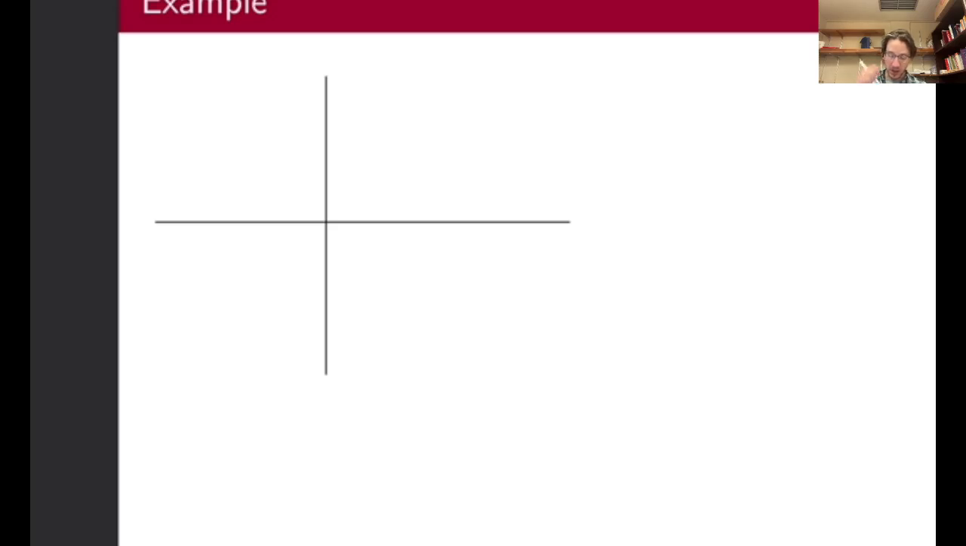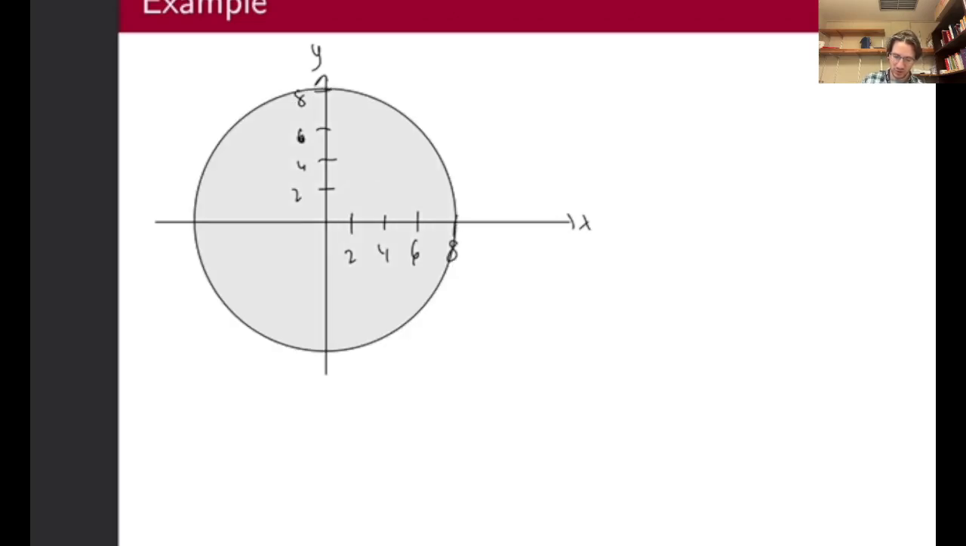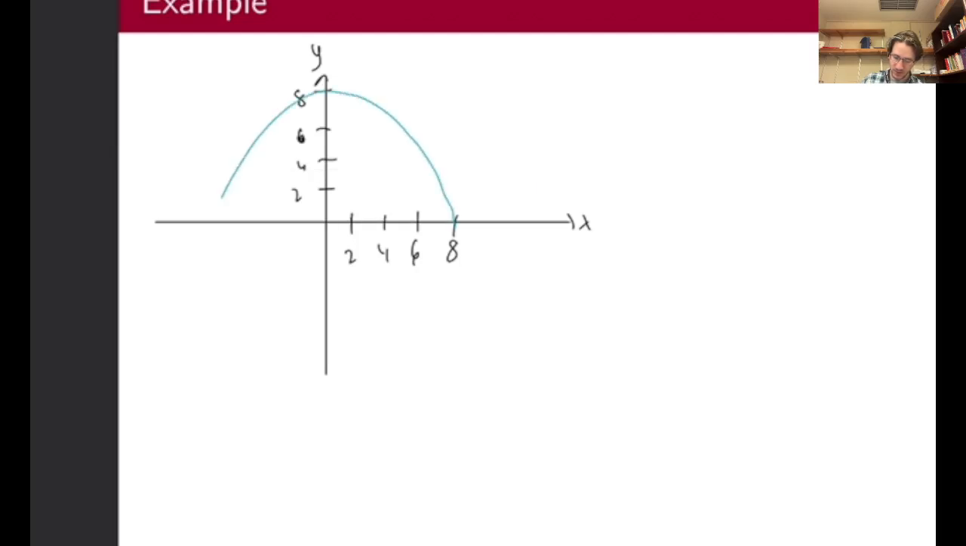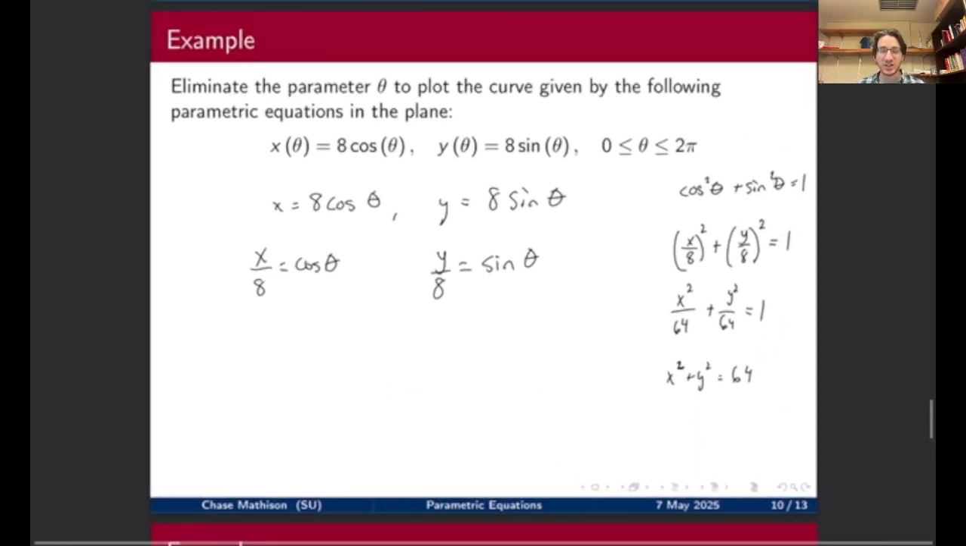All right, so here's x, here's y, 2, 4, 6, 8, 2, 4, 6, 8. Here's the full circle of radius 8. Should have drawn that in blue. Let me draw that in blue here. There's my full circle of radius 8. And now we, again, evaluate the parameter at several different points.